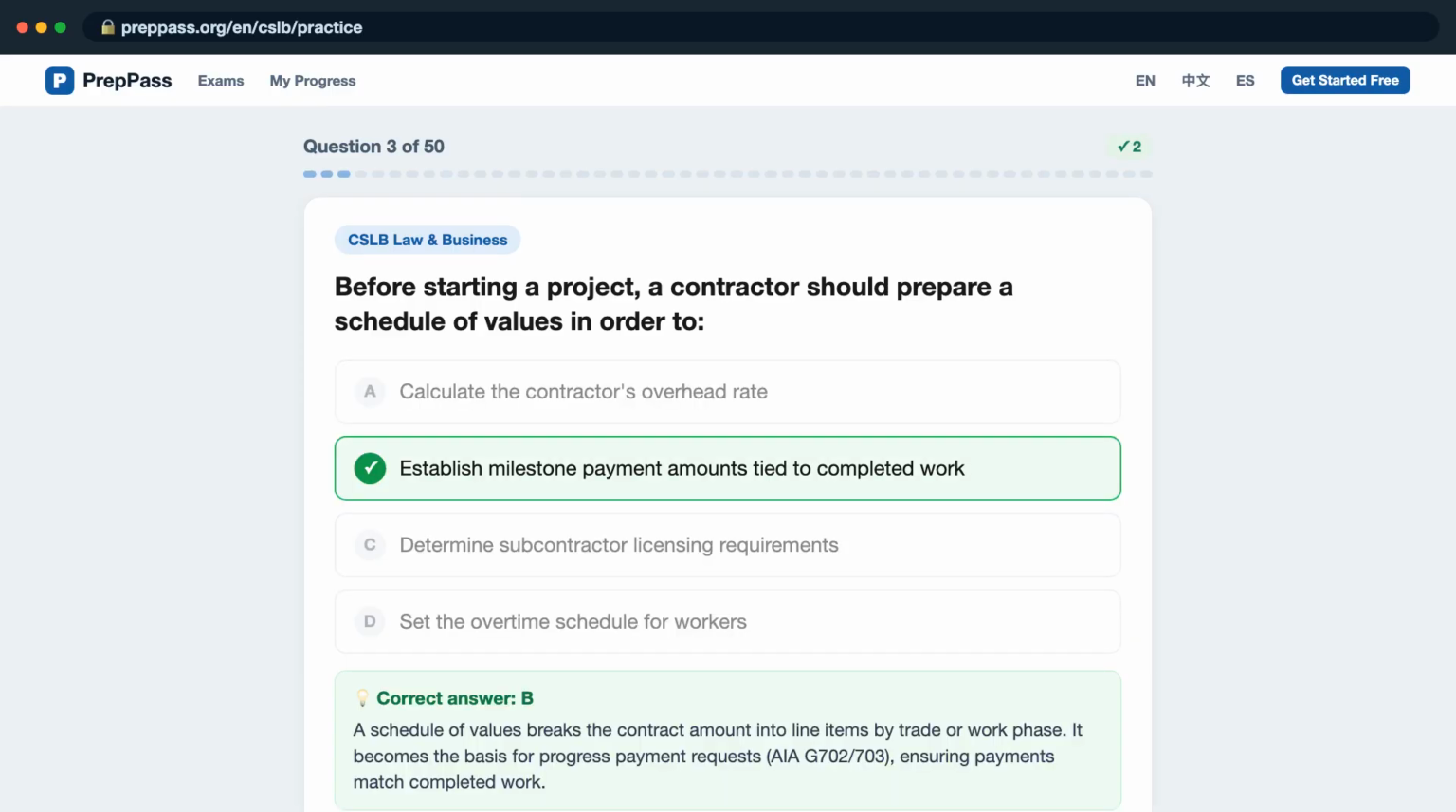The correct answer is B. A schedule of values breaks the contract amount into line items by trade or work phase. It becomes the basis for progress payment requests, AIA G702/703, ensuring payments match completed work.